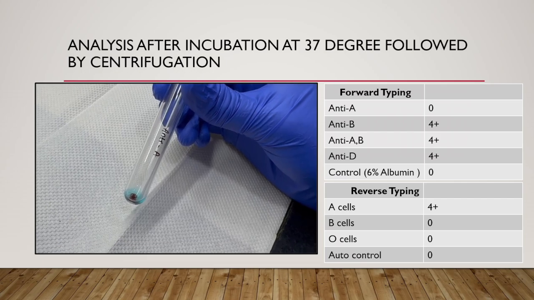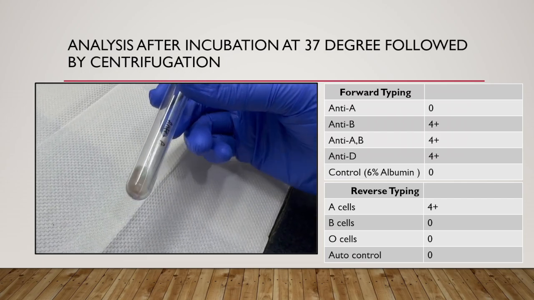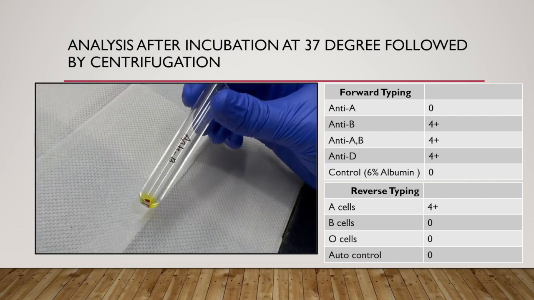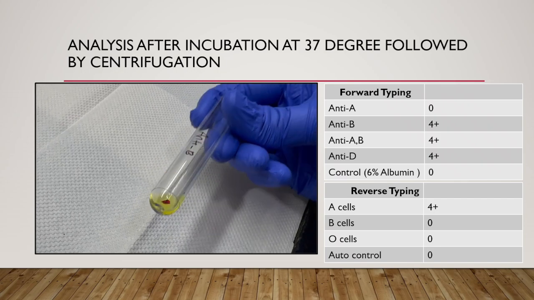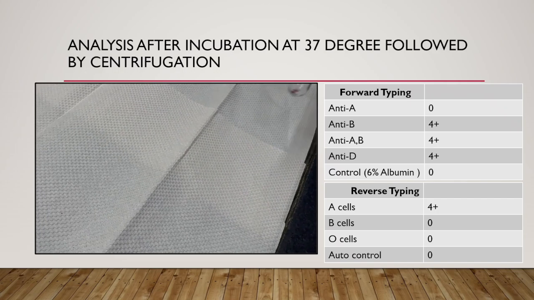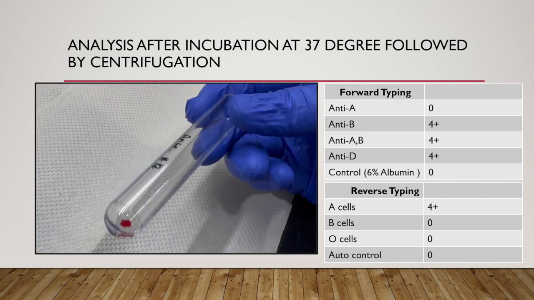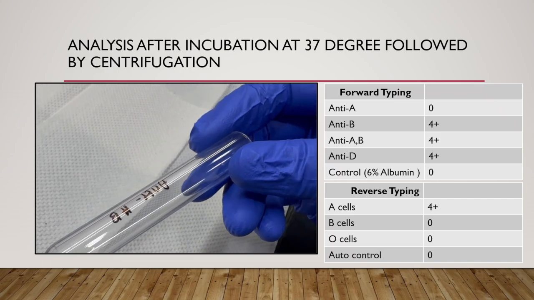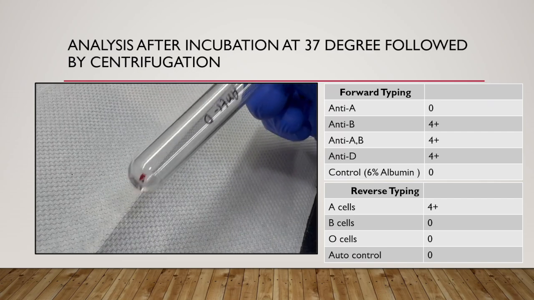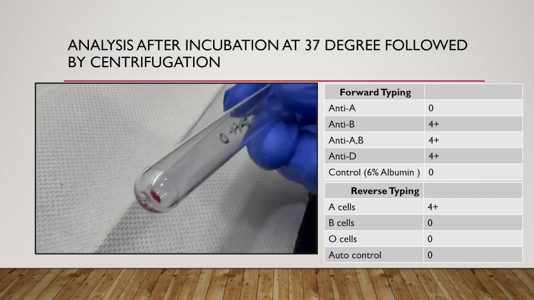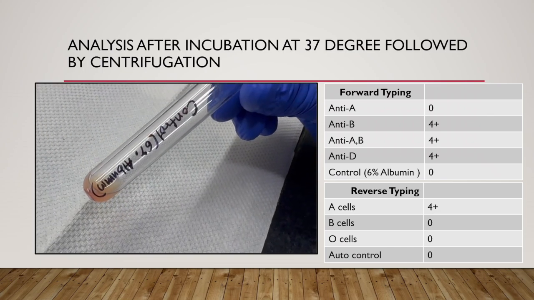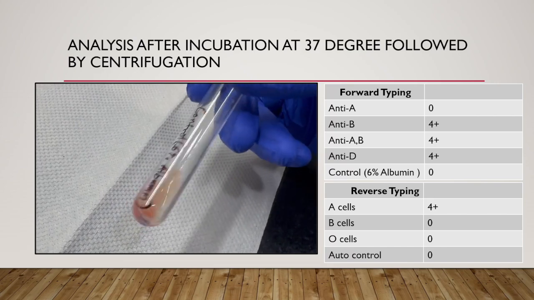Coming to forward grouping, in the tube of anti-A, on gently shaking the tube, there is no agglutination reaction. In anti-B, there is a strong 4 plus agglutination. In the tube of anti-AB also there is a strong 4 plus agglutination. Coming to anti-D, here also we can see a strong 4 plus agglutination reaction. Coming to the 6% control albumin tube, there is no agglutination here.